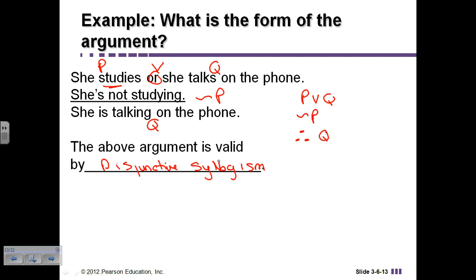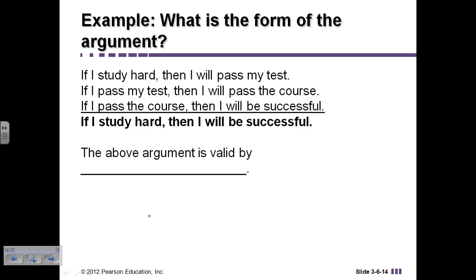Okay. So let's look at another one and see if we can come up with the reason. If I study hard, then I will pass my test. Okay, so we're going to assign letters. Study hard is P. Passing my test is Q. So again, if I see anything in this next paragraph that talks about passing the test, then I will replace it with a Q. So here we have passing my test, so I call that Q.